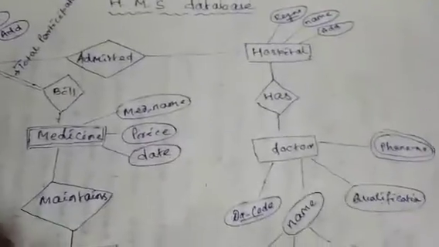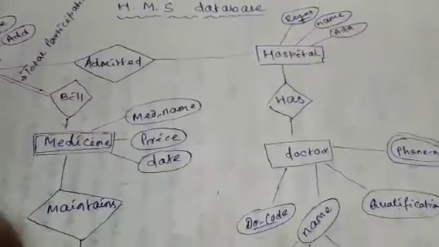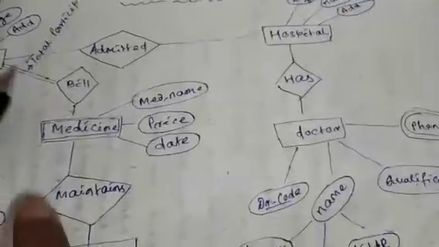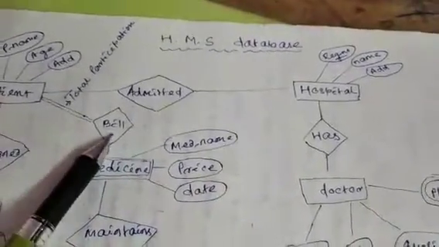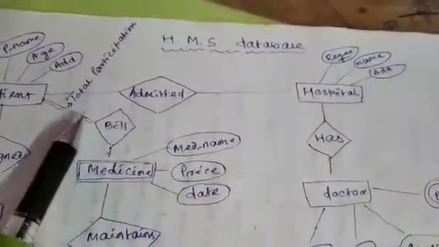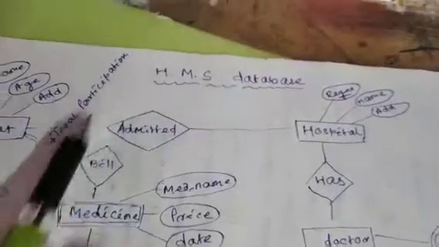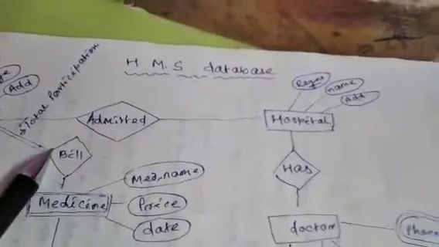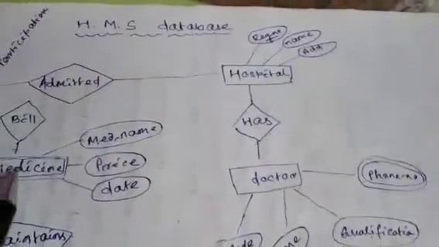And also patient and medicine is another entity pair. So patient and medicine must be related. Here all patients must have billing with this medicine, so it is shown with the double line. This indicates the total participation, because each patient must give a bill for the medicine.